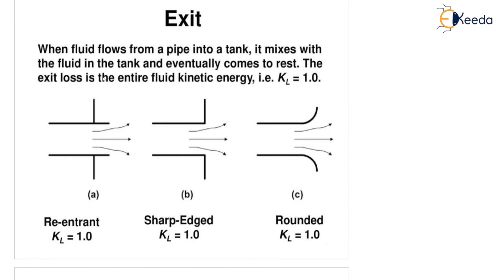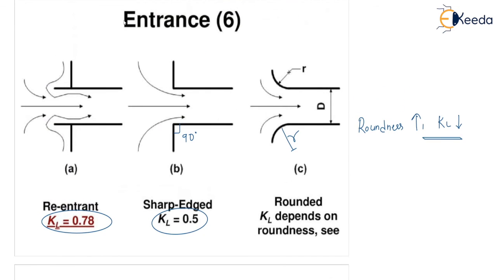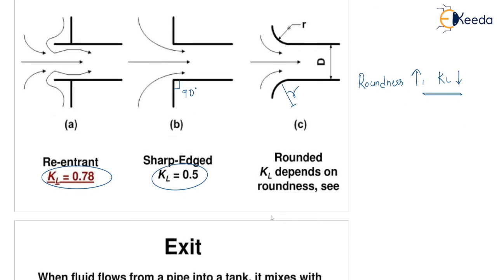Okay. When the fluid flows from a pipe into a tank, it mixes with the fluid in the tank and eventually comes to rest. The exit loss is the entire fluid kinetic energy, that is KL equal to 1.0. In the exit loss, always you are using KL value equal to 1. In the last slide, we have seen the entrance loss, right? All the losses were entrance loss. You can see entrance, it is written, examples A, B, C. Entering into the pipe, and this is the exit part. Okay. So 0.78, 0.5. But what is in the exit?